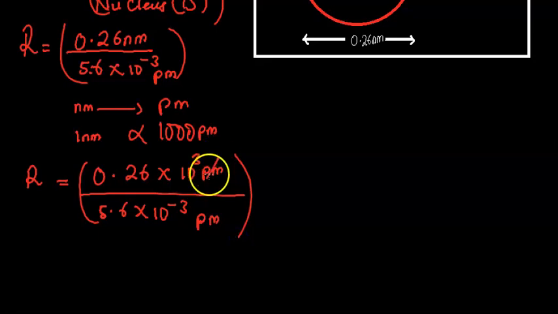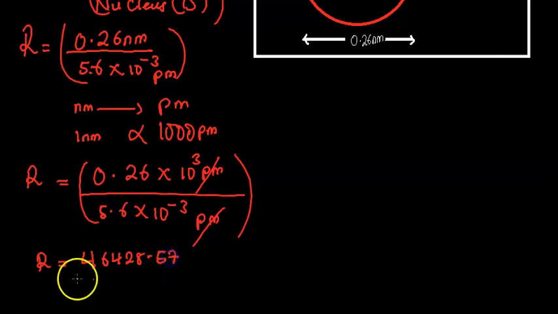So we can simply cancel the unit, and if you punch this on your calculator, you are going to be left with 46428.57. And this is it for this problem. So remember, the unit of ratio is dimensionless.